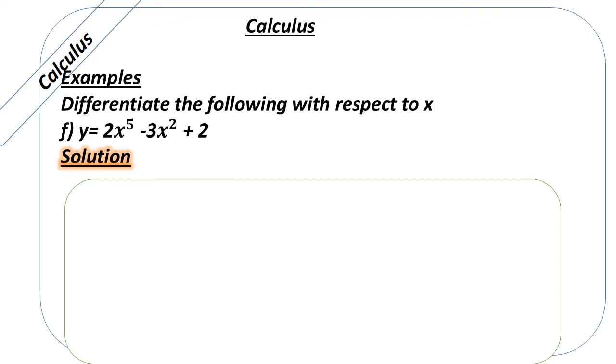Finally, y is equal to 2x power 5 minus 3x squared plus 2. So here this is a new thing, because it's not as straightforward as those other ones, but in essence it's simple. So again, we use the same approach, but we're going to differentiate this, then this, then this. So we're going to do them together. We're going to differentiate this. We take 5 here, then we subtract 1. Again here we take 2 here, we subtract 1.